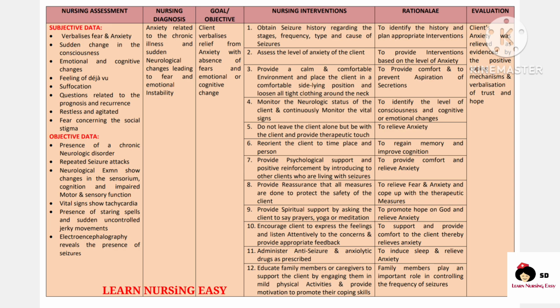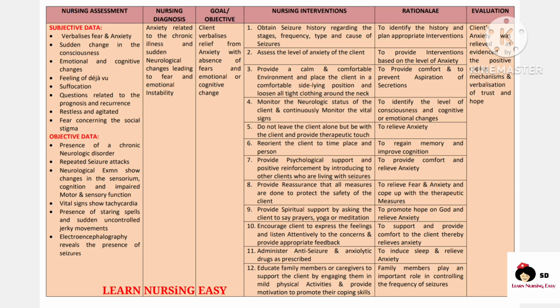Reorient to time, place and person, so this will regain memory and improve cognition. Psychological support should be provided by introducing the client to another person who has the same disease but is progressing well, so this will relieve the anxiety and provide comfort. Reassure that all measures are done in order to protect the safety of the client, so this will relieve anxiety. Spiritual support is given in order to promote hope, and we have to encourage the client to express feelings and concerns and provide appropriate feedback, so this will relieve anxiety.